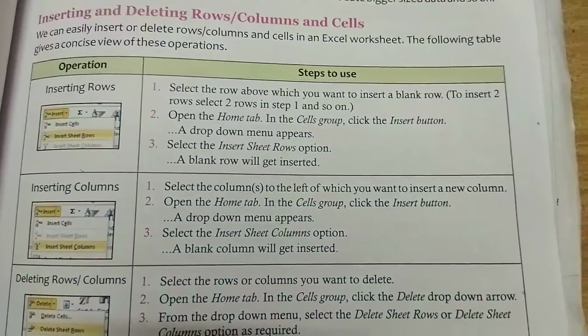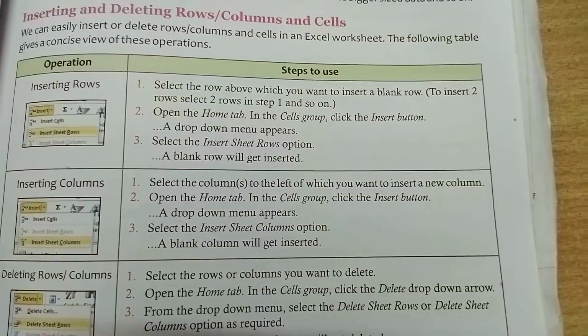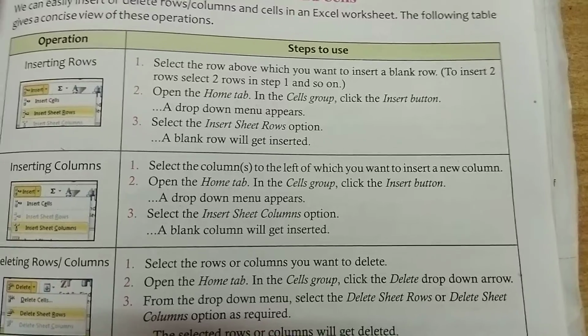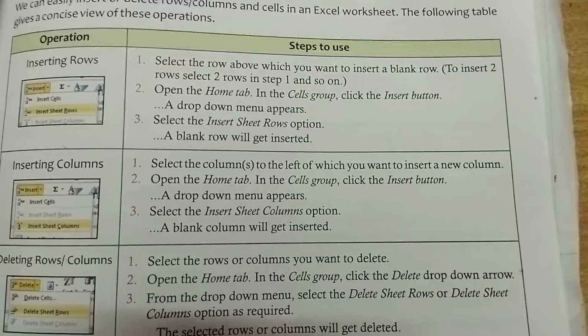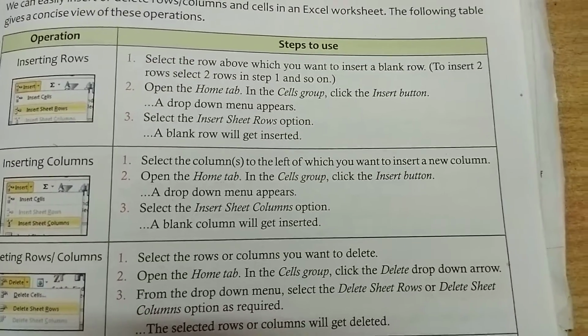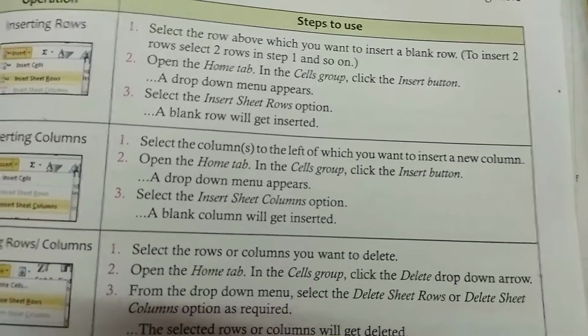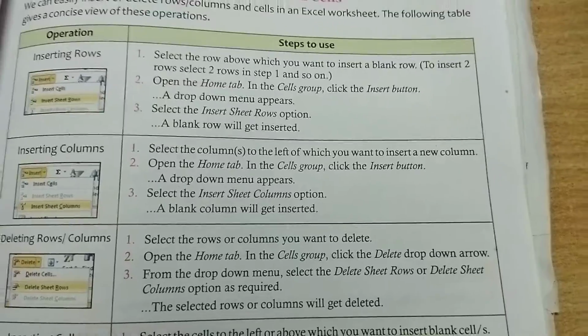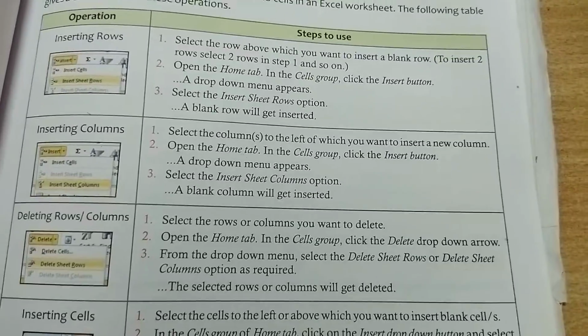So inserting rows, you will follow these steps. Select the row above which you want to insert a blank row. Then open the Home tab, then in the Cells group, click the Insert button. A drop down menu appears, select the Insert Sheet Rows option. A blank row will be inserted.